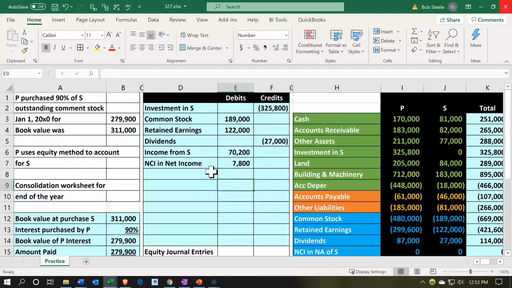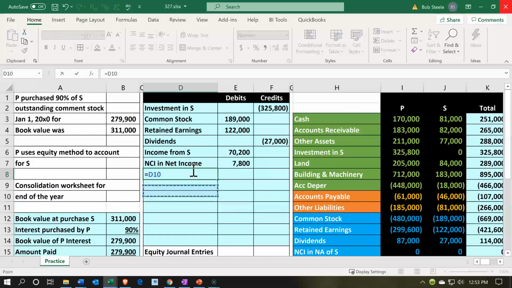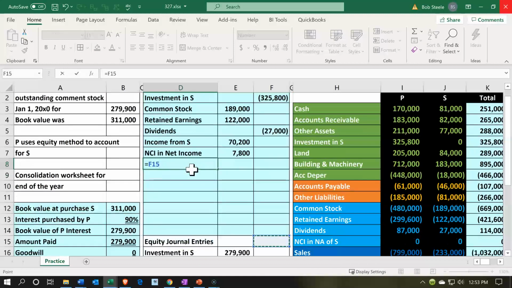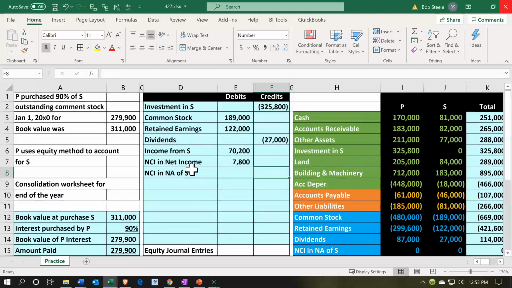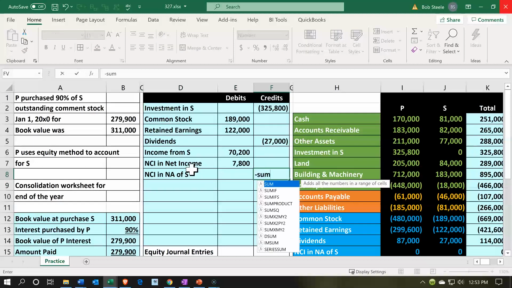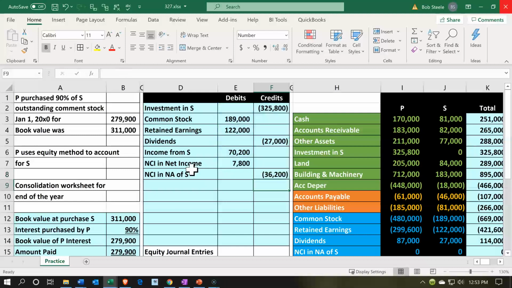And then once you have all that, you can think about this as the plug, right? The non-controlling interest in the net assets could be the plug, which would be the negative sum of these. And that's going to be the 36.2. So if I add up the debits, they add up to the 389. And if we add up the credits, they add up to the 389. If we subtract them out, they add up to 0.